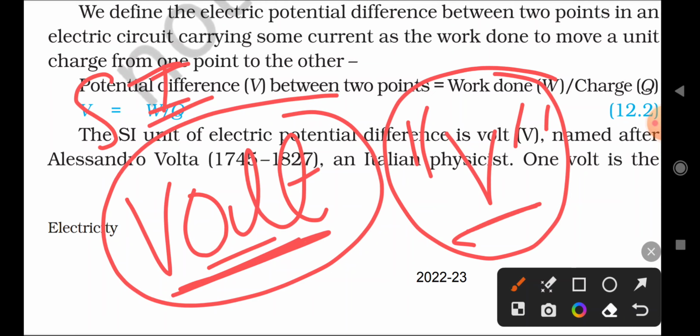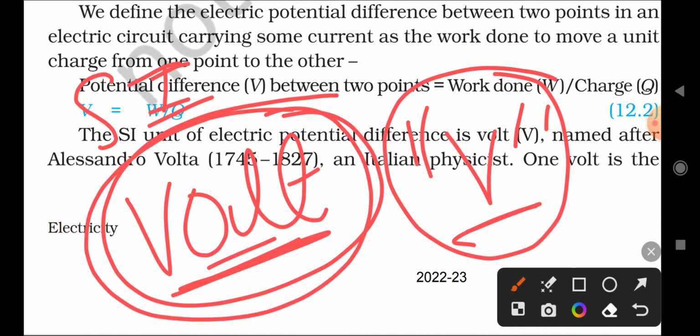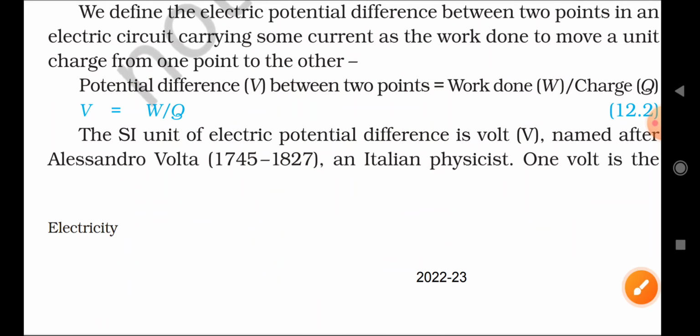Why is it given as volt? The Italian physicist Alessandro Volta is honored by giving the potential difference SI unit the name volt. So this is the SI unit of potential difference. The SI unit of electric potential difference, or simply potential difference, is volt, and it is denoted by the letter V. Remember that.